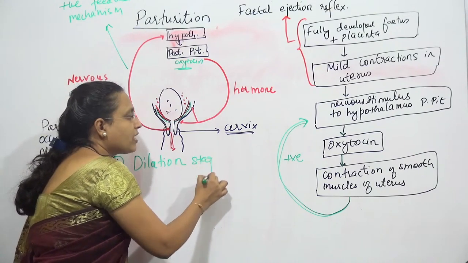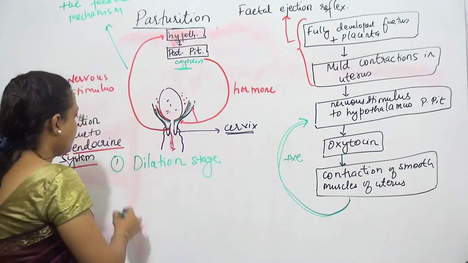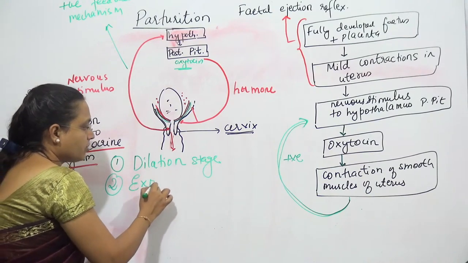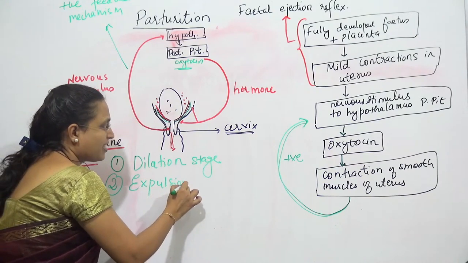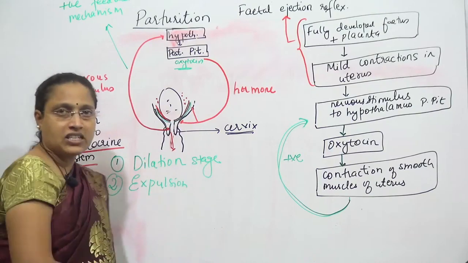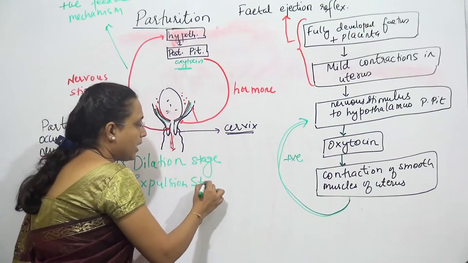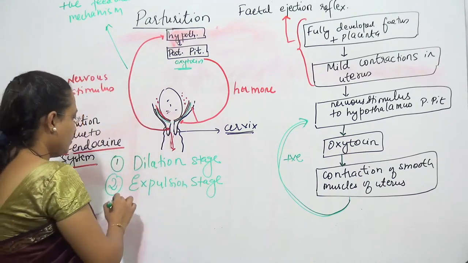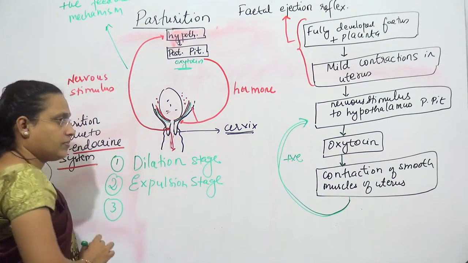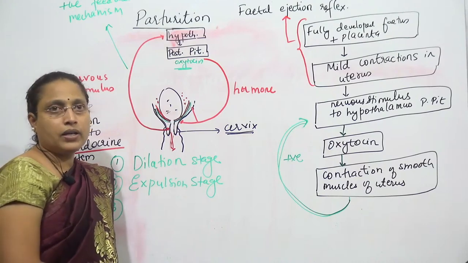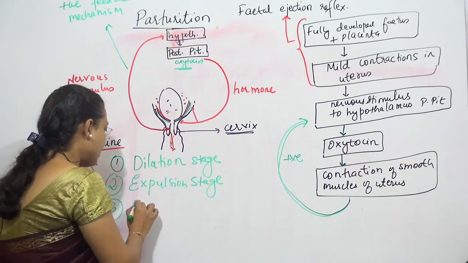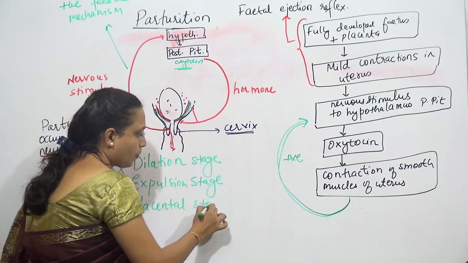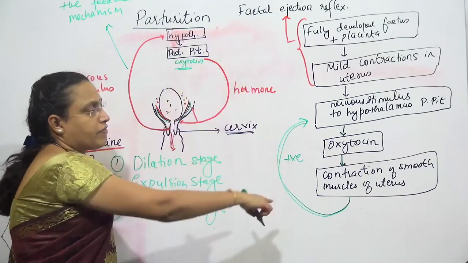I'll explain now parturition in terms of stages. Then the second stage, the expulsion stage. The same thing I'm going to split in the form of stages. The third stage is after birth, that is the placental stage. This you have to remember.